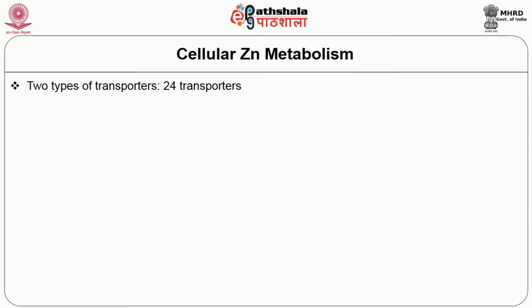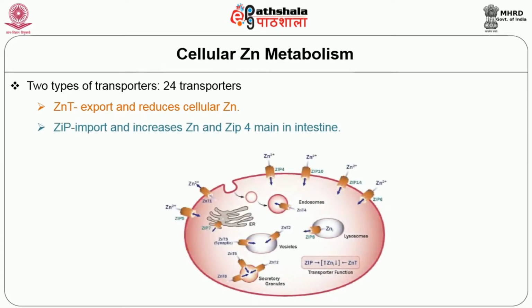Some of these transporters are very specific for certain tissues. Now we don't go into those details, but you can see the ZnT, known as the zinc transporter, which exports zinc from inside to outside. That means it will reduce cellular zinc status. The other transporter is ZIP, which will import zinc, which means it increases cellular zinc content. The most important ZIP protein is ZIP4, which is found in the intestine, and it controls the uptake of zinc from the luminal content to the serosal side and to the blood.